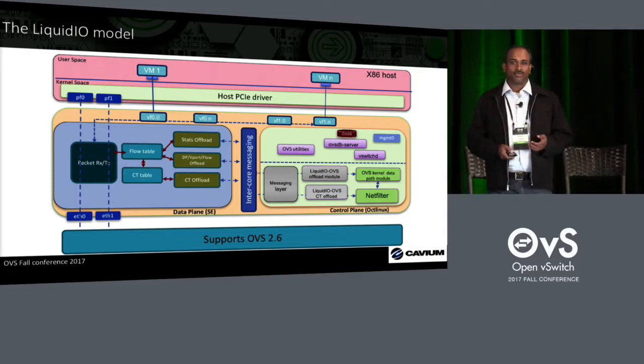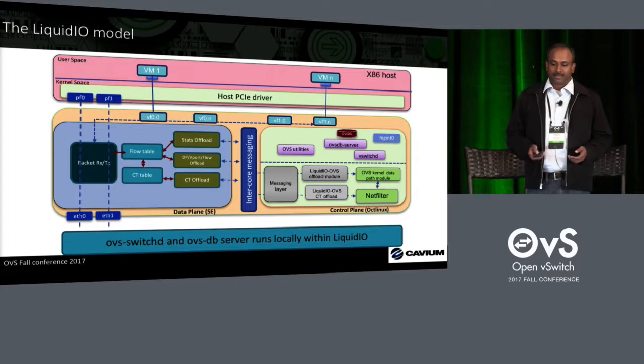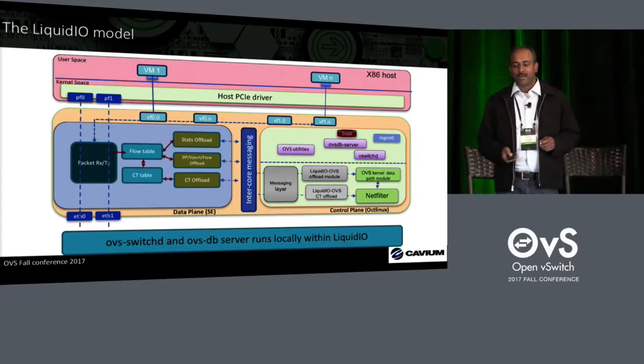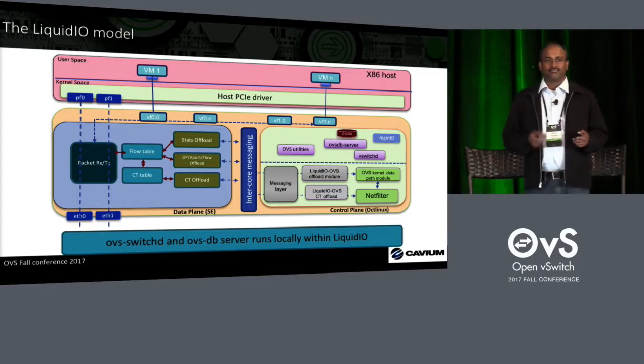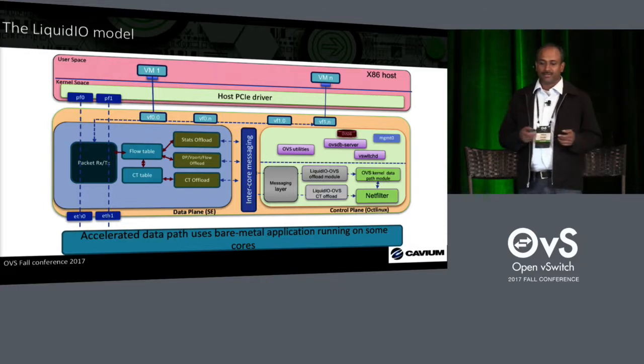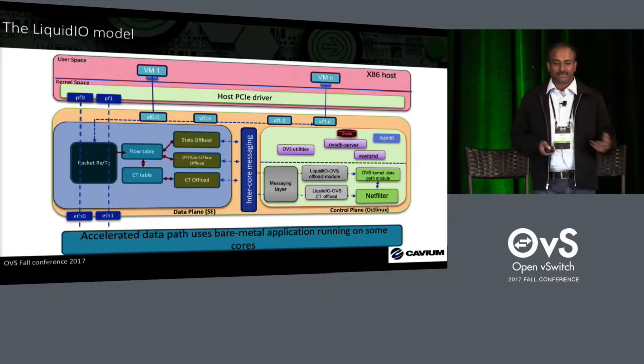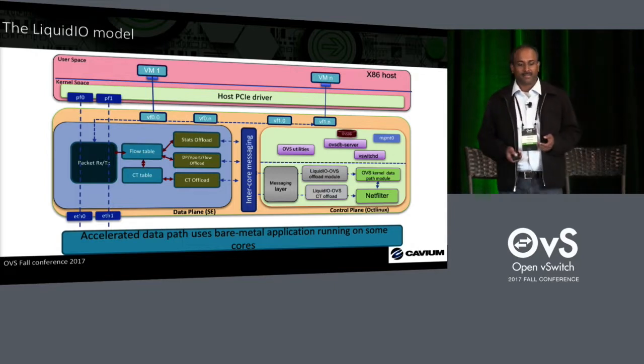And that allows us to use the Open vSwitch control plane as is, right? And it supports OVS 2.6 today. What that does is it allows the vSwitch and the DB server to run locally within LiquidIO. It leverages the control, the kernel module, with a DPF net filter, but then accelerates the data path, right? So the traffic to the VMs go through the block that's seen on the left-hand side of this diagram here. That's the accelerated data path.